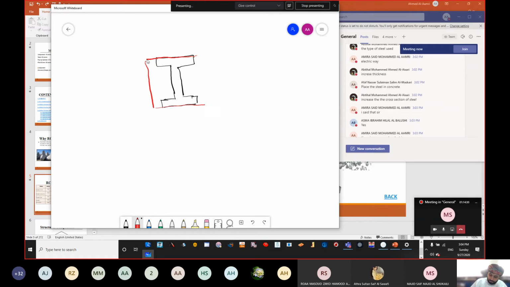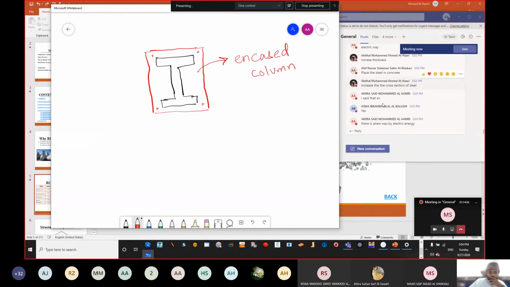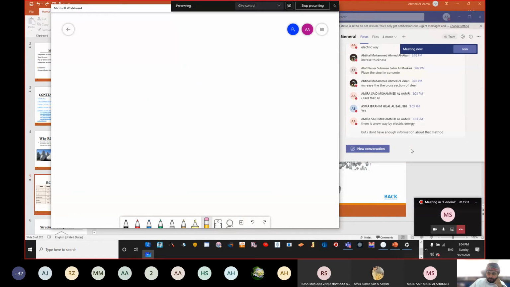Or to be accurate, keeping a certain coverage here, where additional reinforcement will be there as well. This is what we call an encased column, where we have a steel section covered by concrete. So this is the practical method which is used in practice.